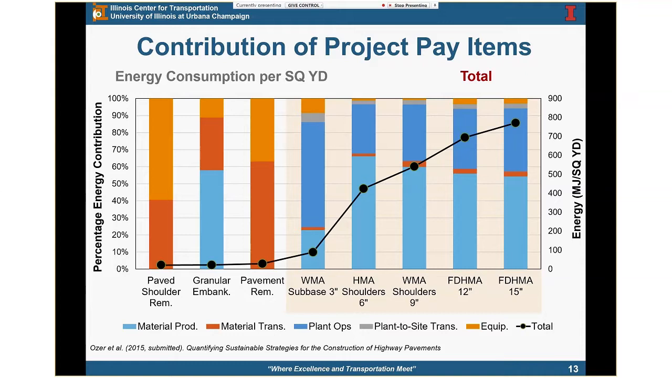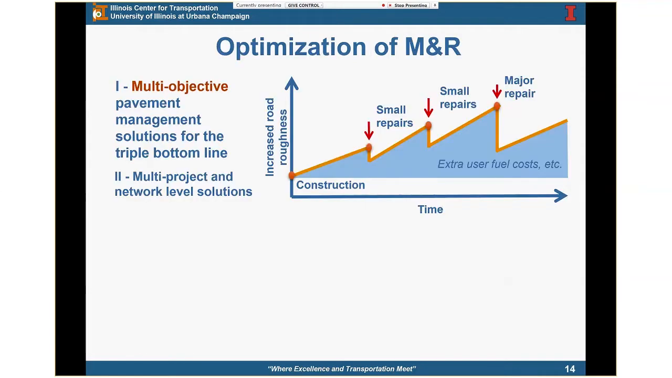So this is an example to illustrate why we have to look into these activities, and we look at it from a pay item approach, which is used by the contractor. Therefore, if we are looking at the pavement itself, usually as the pavement becomes rougher, we'll try to do some small repairs or major rehabilitation in order to restore the profile of the pavement itself.